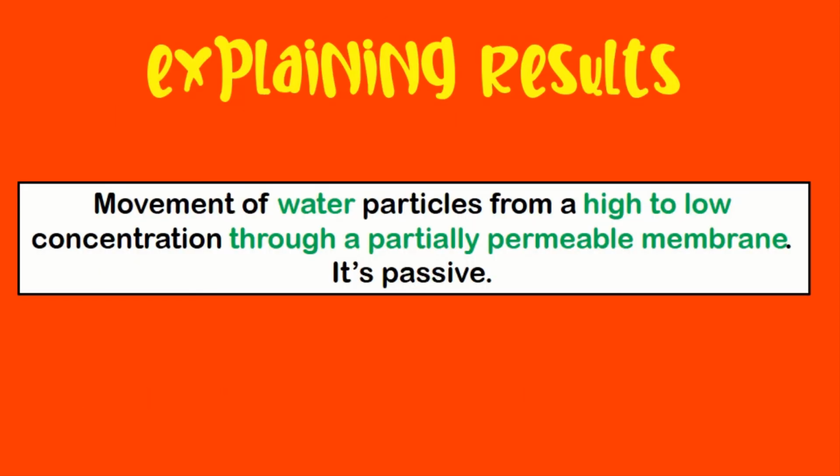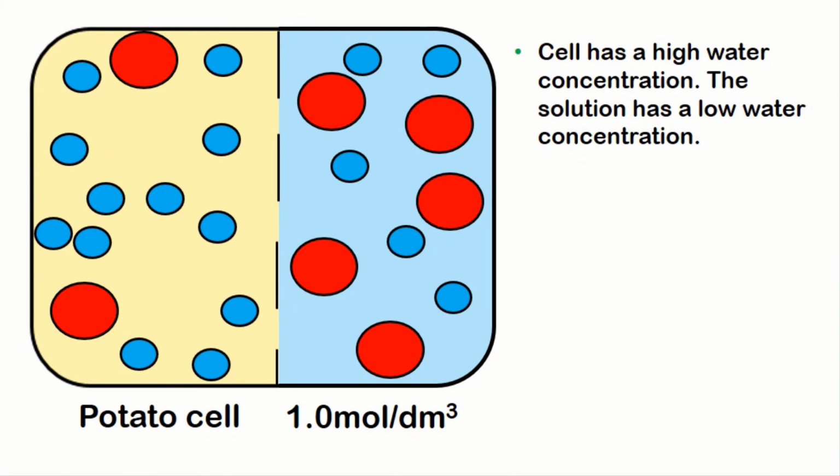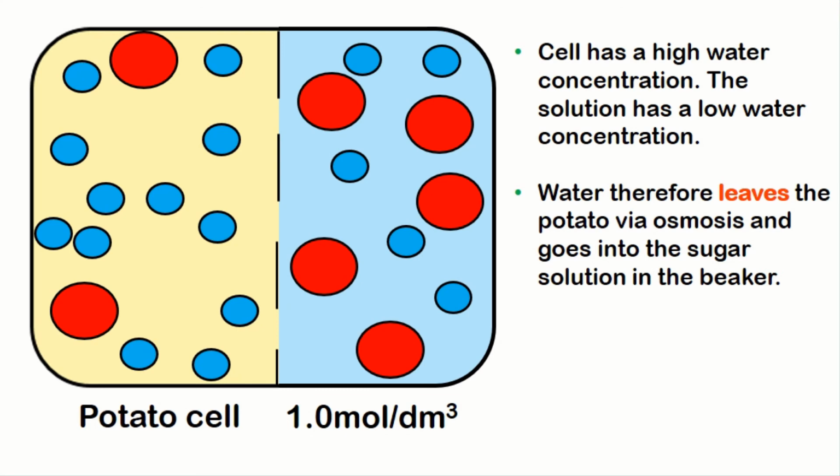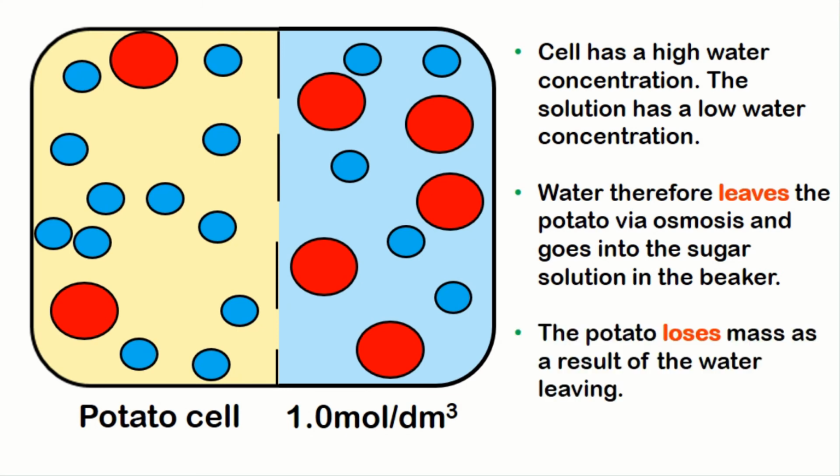Alright, so why is that? Let's come back to osmosis for a second. Water will move from where there's lots to less, a high water concentration to a low water concentration. So here, I've got a high water concentration in my potato compared to my strongest and highest sugar concentration. So as a result, the water will leave the potato and go into the beaker, and because water has left the potato, it's going to lose mass.